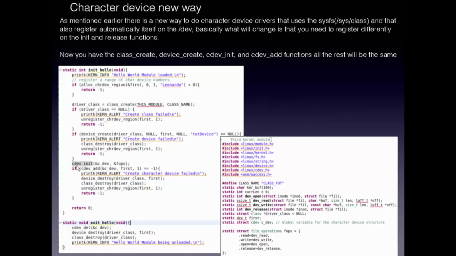So here we call cdev_init, where you pass the ops and the structure that holds our character device structure. Then you call cdev_add, and this is basically the guy who is going to create this device driver for us. And all the rest will be the same. You're going to have the functions read and write, and actually they have the same source code.